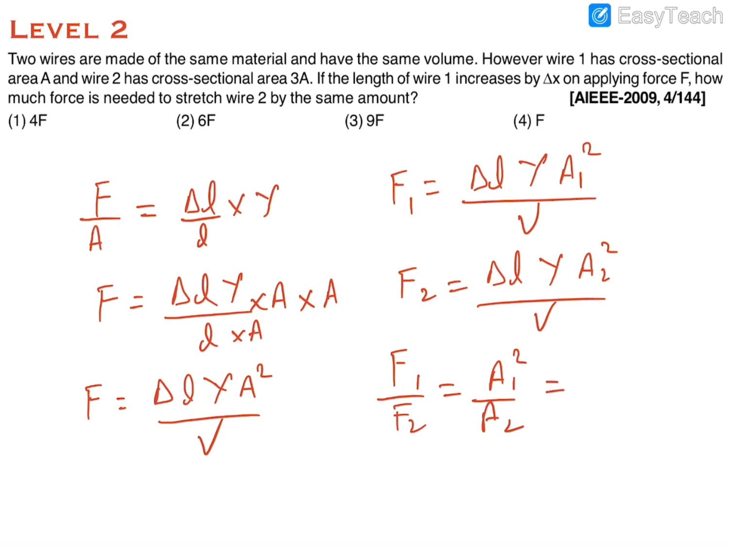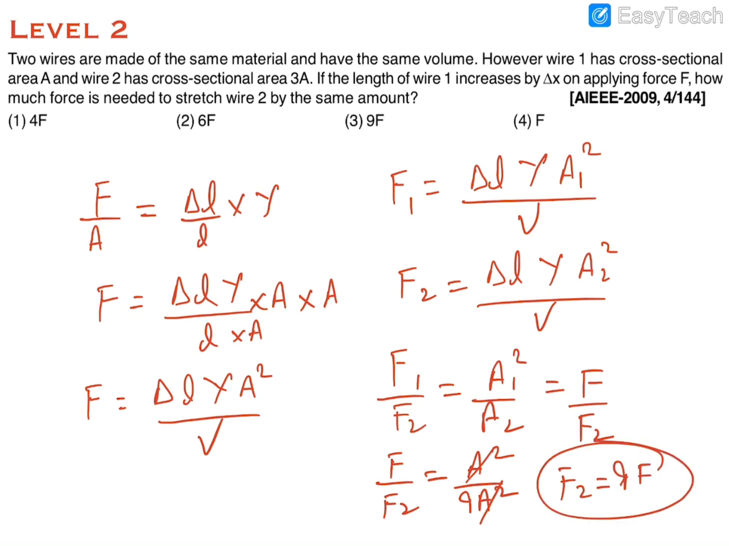Now F1 was equal to F and F2 we have to find out, and A1 was equal to A, while A2 was equal to 3A. So this is 9A square. So F2 is equal to 9F. So the correct answer will be option number 3.